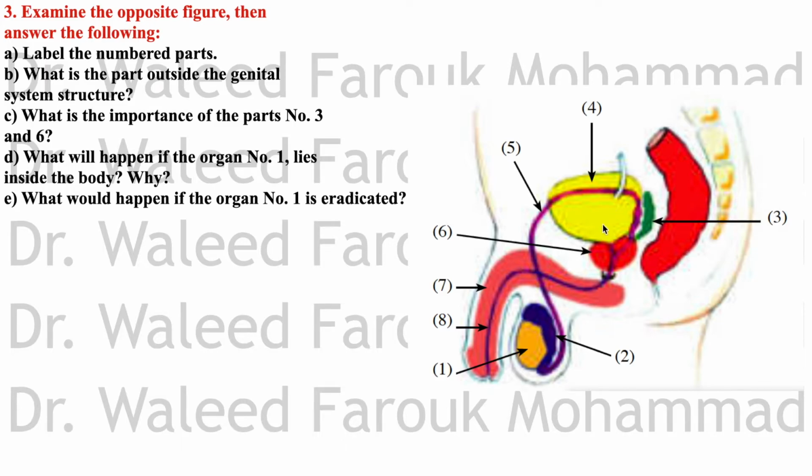Now it descends and goes out of the body. What happens if it's not descended? It remains inside the body. This is liable for infection, and it's cancerous also. And in the future, it will be infertility. There will be no sperms produced. So the patient will become infertile.